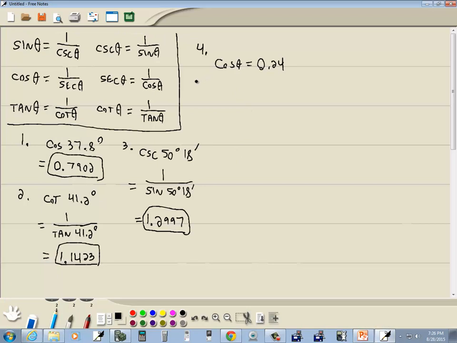Well, we can take inverse cosine of both sides. If I take inverse cosine of both sides, inverse cosine of cosine, those are going to cancel. And that's going to leave us theta here. So then we'll have theta is equal to inverse cosine of 0.24. And we have inverse cosine on our calculator.